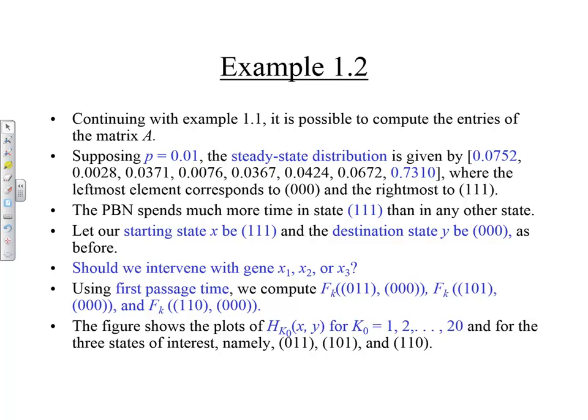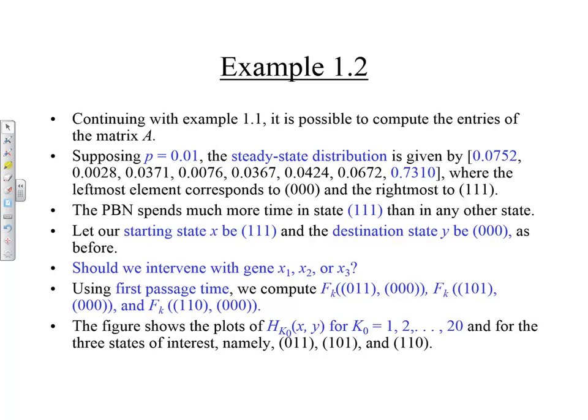So the question is, should I intervene with gene x1, x2, or x3? I have 1, 1, 1. Should I make the first one 0, the second one 0, or the third one 0? Using first passage time, you can compute this quantity. If you intervene with the first one, you will have to go from 0, 1, 1 to 0, 0, 0. If you intervene with the second one, you'll have to go from 1, 0, 1 to 0, 0, 0. Intervene with the third one, you will have to go from 1, 1, 0 to 0, 0, 0.